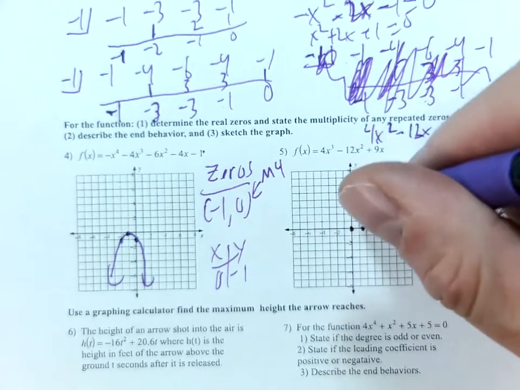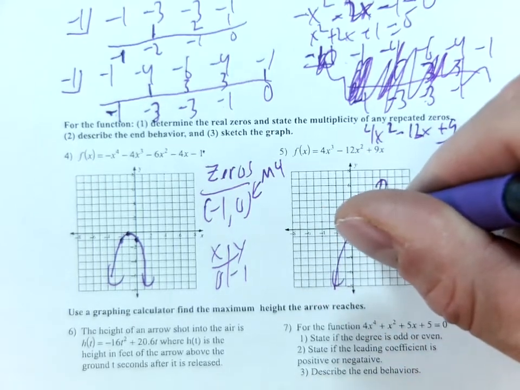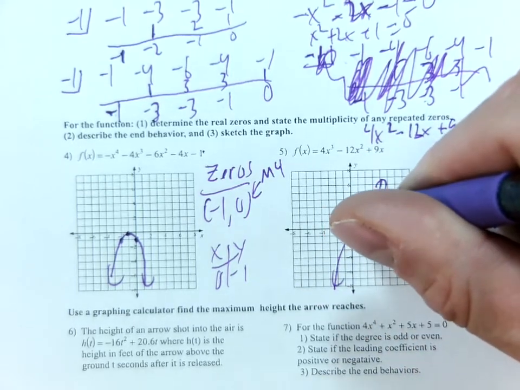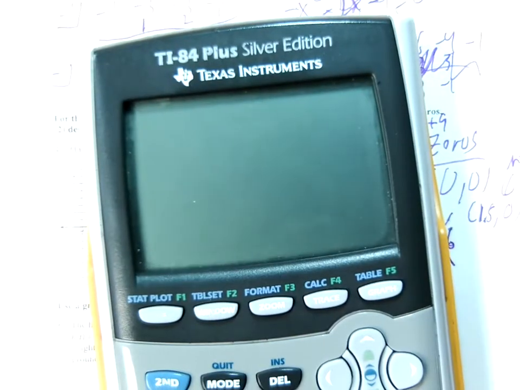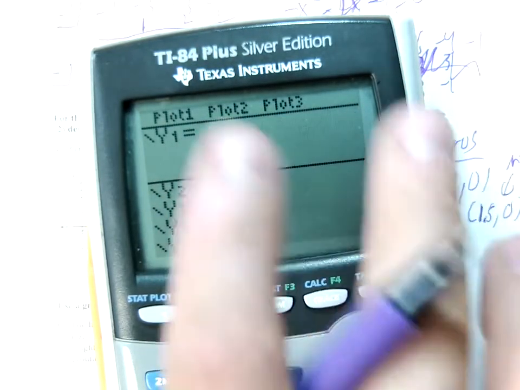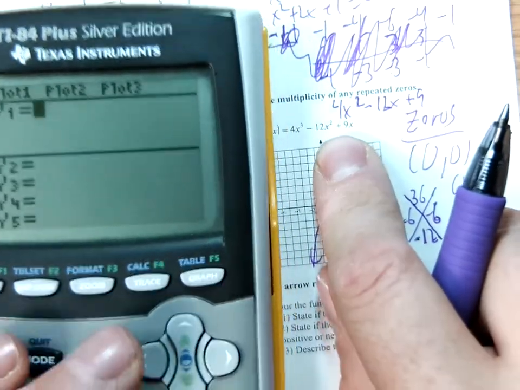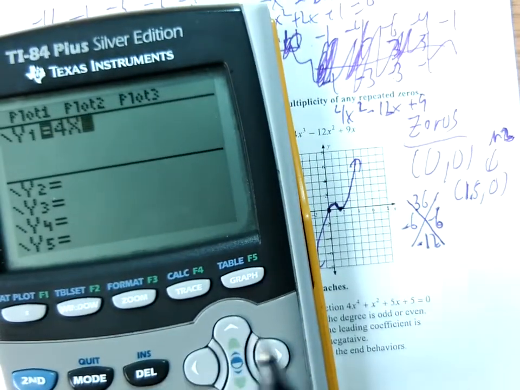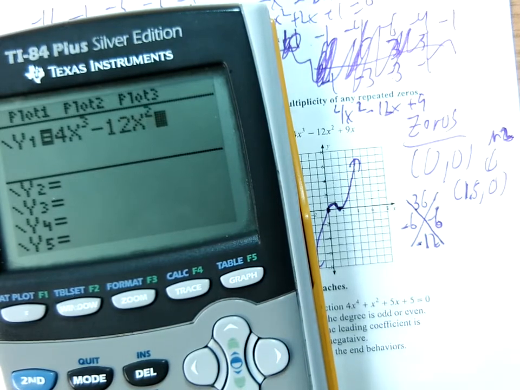I got an x cubed, so it points up on the right, down on the left. Multiplicity 2, so it's bouncing here. Now I can use the graphing calculator again to verify my graph, or to actually do the problem if I'd like to as well, by typing it in. So here I've got positive 4x cubed, 4x to the third, minus 12x squared, plus 9x.